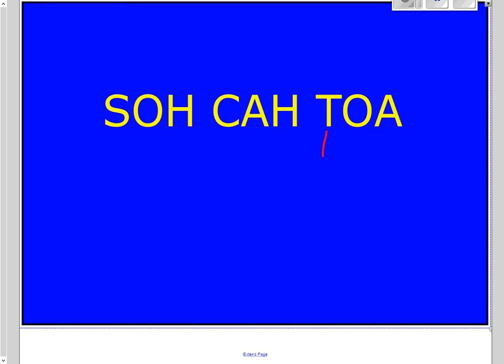We'll start here. This is the one that we actually know. Tan theta is equal to the opposite side divided by the adjacent side. And so that gets abbreviated as TOA. Tan equals opposite over adjacent. All right, but let me introduce to you the other two primary trig ratios that we can also use, depending on the information that we're given.